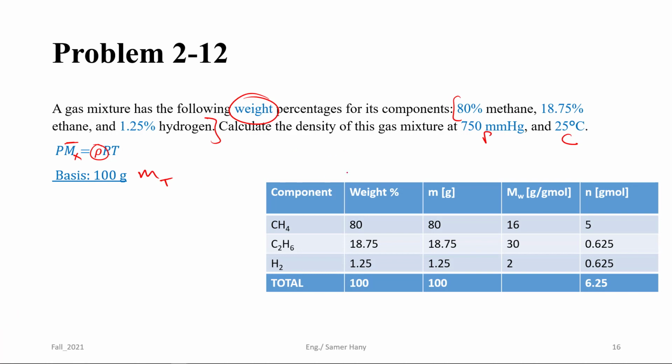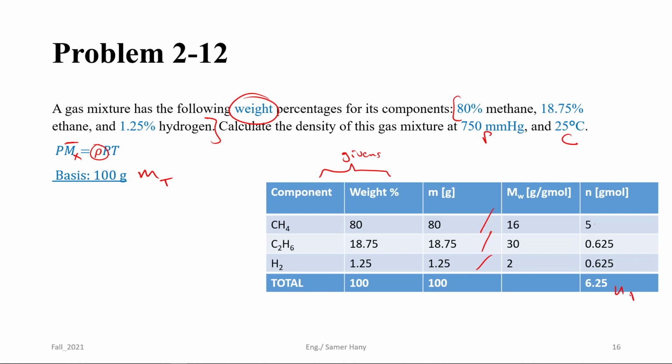Okay, so we have these two as the givens. These are already given here; I just wrote them in a table format, the component and the weight percent. For this basis of 100 grams, we have 80 grams of methane, 18.75 grams of ethane, and 1.25 grams of hydrogen. We can calculate the molecular weight for each of these gases: 16 for methane, 30 for ethane, and 2 for hydrogen. Then the number of moles in those 100 grams is 5 moles for the methane, just 80 over 16, and the same goes for the other components.